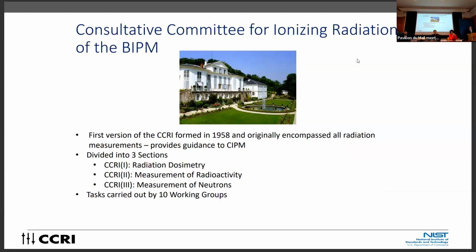The Consultative Committee for Ionizing Radiation at the BIPM was originally formed in 1958 and encompassed all of the radiation measurements: neutrons, dosimetry, and radioactivity. That was eventually divided into 3 sections, as we heard this morning, with CCRI Section 1 dealing with radiation dosimetry, Section 2 dealing with the measurement of radioactivity, and Section 3 dealing with the measurement of neutrons. Within the CCRI, this work is carried out by 10 different working groups.